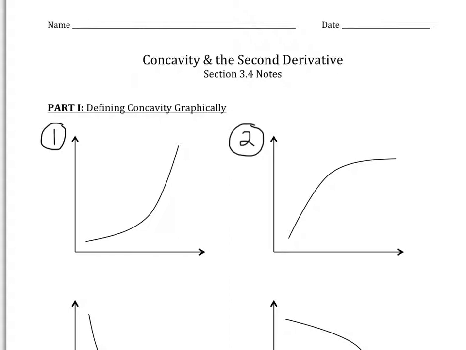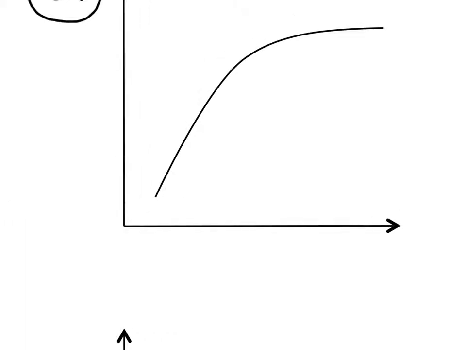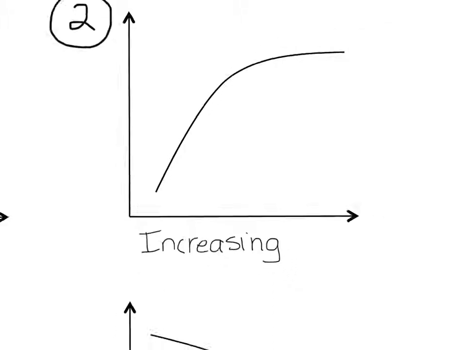And in fact, I want to be very clear here. I am going to write that curve 1 is increasing, and that curve 2 is also increasing, right? But curve 2 is increasing at a decreasing rate. It's sort of sputtering out, slowing down. All right.